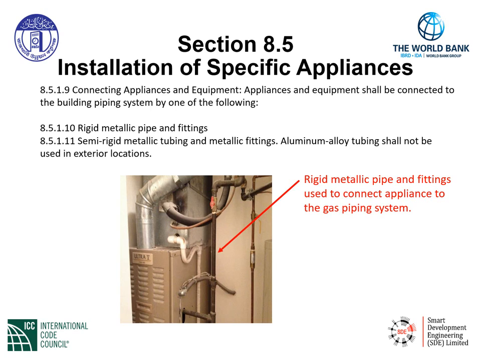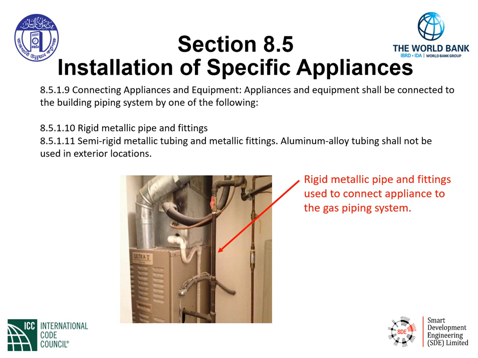Connecting the appliances and the equipment. We're given 3 requirements here. The 3 requirements in this slide are very specific, and there are more requirements. So the first requirement here is appliances and equipment shall be connected to the building piping system by one of the following. This sets up a series of choices by the designer.